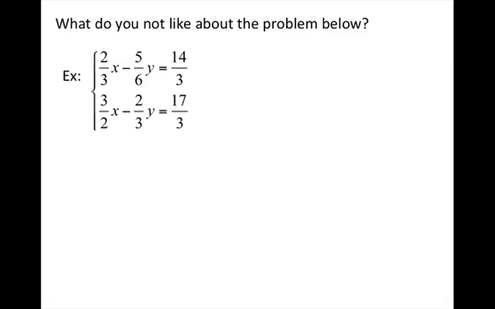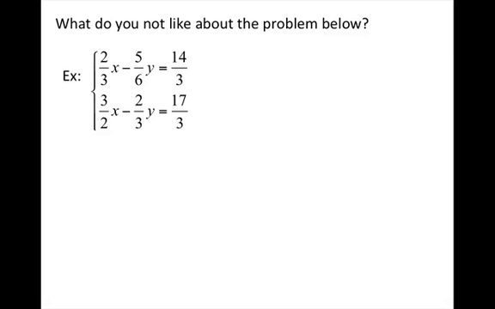Well, in the next example, I have 2/3 x minus 5/6 y equals 14/3, and 3/2 x minus 2/3 y equals 17/3. So you may ask yourself, what do you not like about this problem? Probably the fractions. You've got the fraction button on your calculator, but still, these would be a lot easier to solve if we didn't have the fractions.